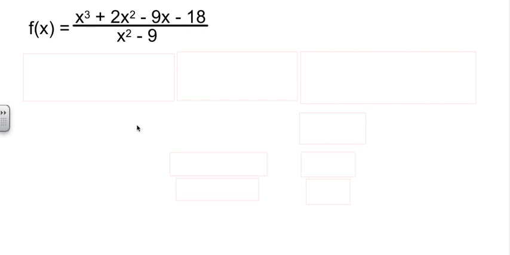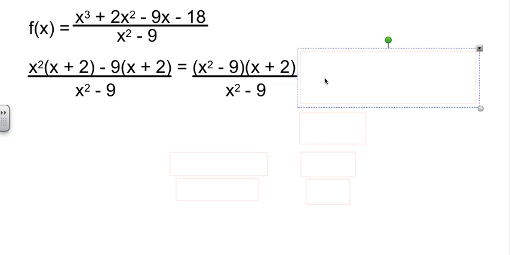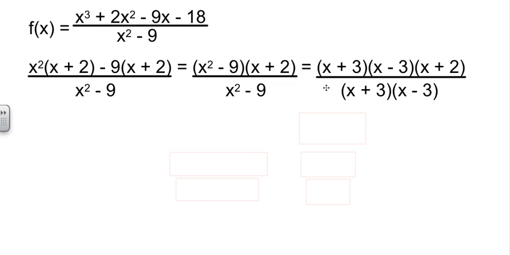Let's do one more. We're going to have to do some heavy lifting factoring because I see 4 terms. So that probably means we're going to do grouping. Yep, sure enough, we can take an x squared out of the first 2. Can take a negative 9 out of the second 2. Okay. That becomes x squared minus 9 times x plus 2 over x squared minus 9. Well, look at that. Those two things are identical.